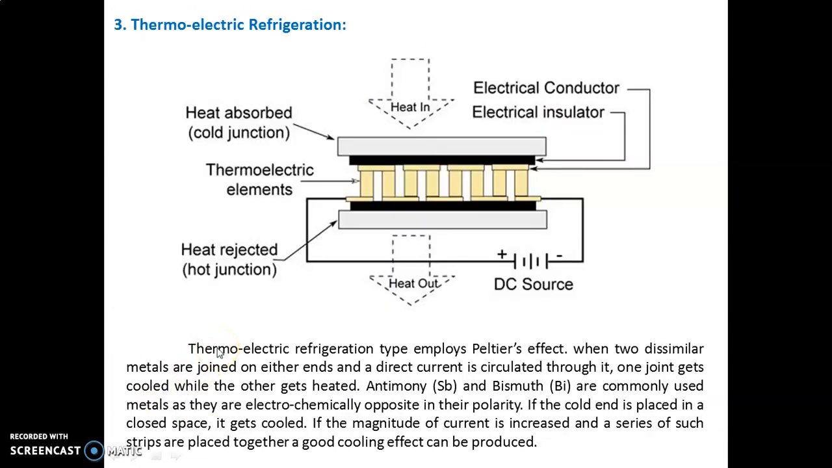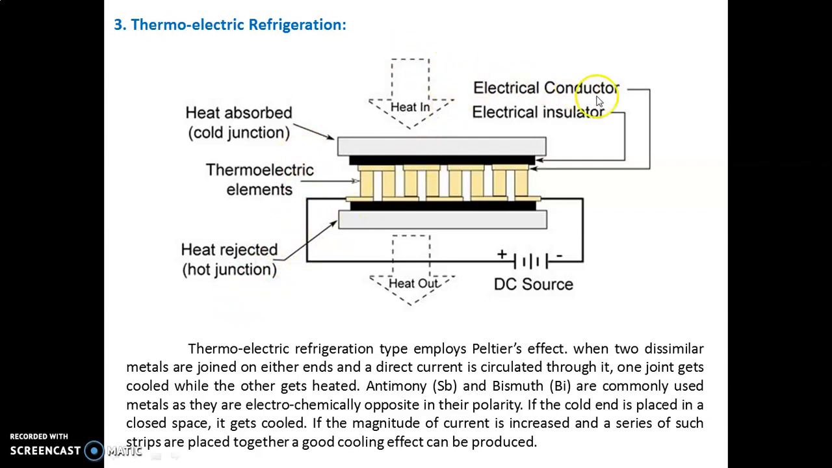So the third most important way of producing the cooling in the refrigeration process is thermoelectric refrigeration. Here you will get an idea about the parts. One kind of junction is formed here. Thermoelectric elements are used in the middle section of the two junctions. Out of them, one junction is cold, so it absorbs the heat, and the second one is the hot junction, which rejects the heat.